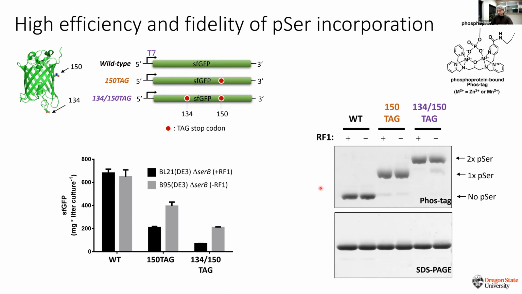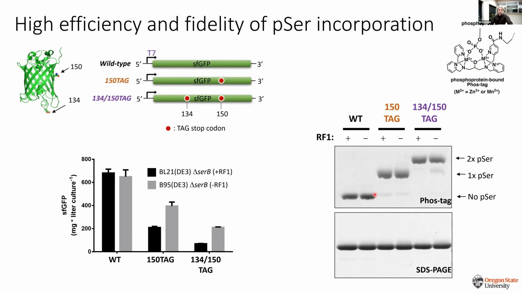So PhosTag gels are really a fantastic tool. They're just like SDS-PAGE gels, but they have an additive in them called PhosTag. What this additive does is it will transiently interact with the phosphate group of phosphoproteins, and it will cause those phosphorylated proteins to migrate slower compared to their non-phosphorylated counterparts.